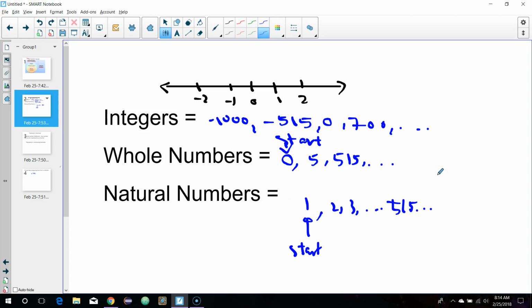Alright, and then you may have this question and say, like, how about those decimals and fractions? Will those decimals and fractions show up in this group?